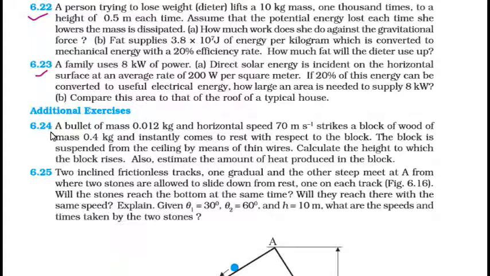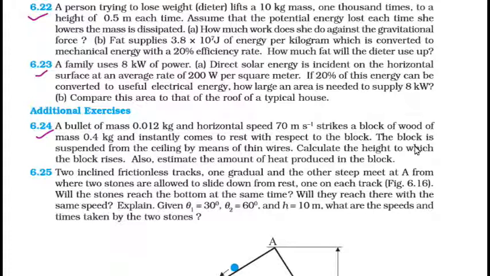The next question is from additional exercise, that is 6.24. A bullet of mass 0.012 kg and horizontal speed 70 meter per second strikes a block of wood of mass 0.4 kg and instantly comes to rest with respect to the block. The block is suspended from the ceiling by means of thin wires. Calculate the height to which the block rises. Also, estimate the amount of heat produced in the block.